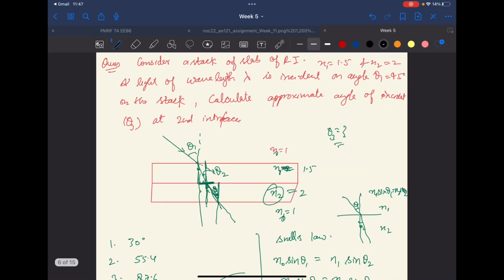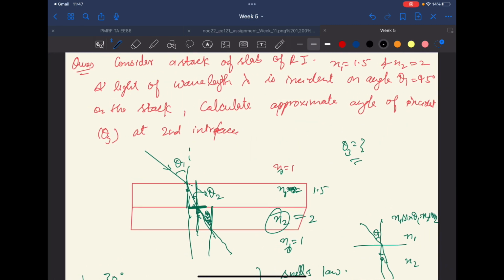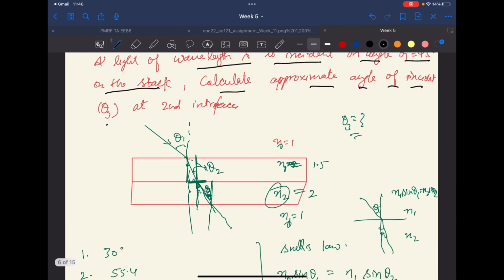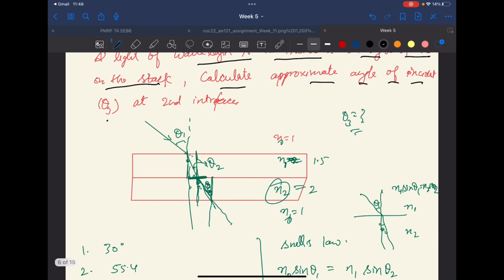And similarly, consider a stack of slabs with refractive indices n = 1.5 and n = 2. A light of wavelength lambda is incident at angle theta 1 = 45 degrees on the stack. Calculate the approximate angle of incidence theta 3 at the second interface. Here the indices are 1.5 and 2, and the first medium is 1. So here this is theta 1, this is theta 2, and this is theta 3.